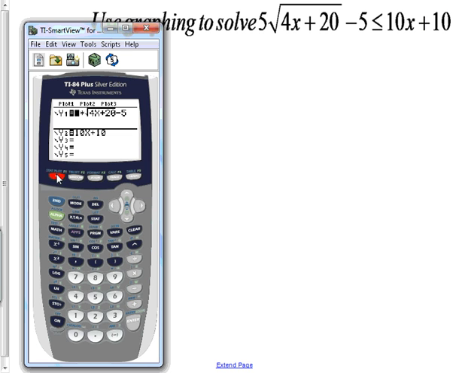It's not under the root, nope. So if you want to get out of the root, if you're in a root in your calculator and you want to get out of it, you hit the right arrow, and that gets you out of the root, and then you can put -5.